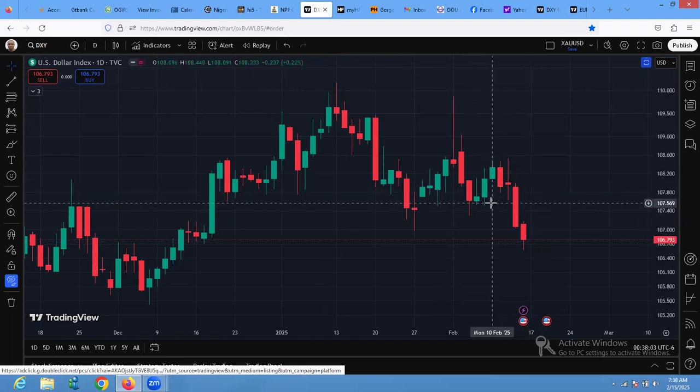Probably if this one will test an extension of 100 before it begins to react to the upside, then I would take much more to the downside to look for a further sell on the DXY.